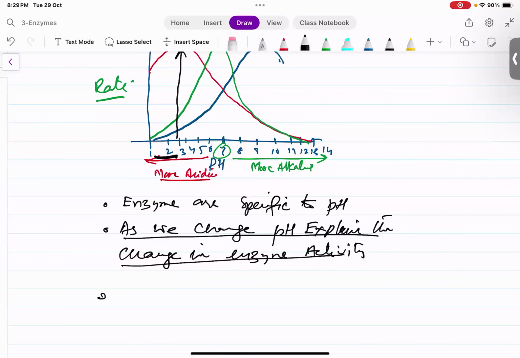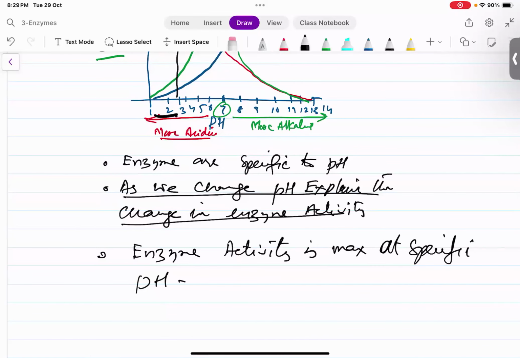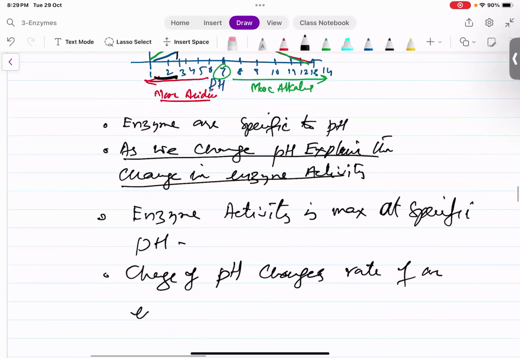I'll write that point. Enzyme activity is max at specific pH, and change of pH changes rate of an enzyme action. So why does it happen?